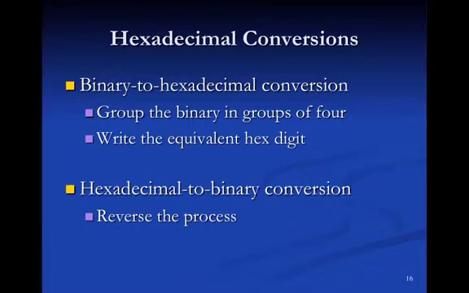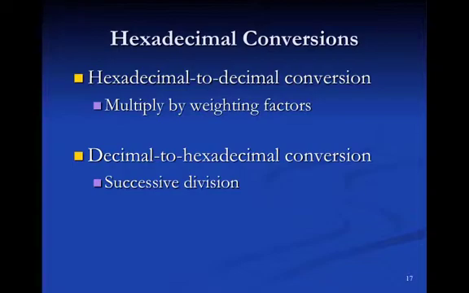In our hexadecimal conversions, for binary to hexadecimal conversion, group the binary in groups of 4. Then you write the equivalent hex digit. For the hexadecimal to binary conversion, we reverse the process. For hexadecimal to decimal conversion, we multiply by the weighting factors. For decimal to hexadecimal conversion, we can use successive division.